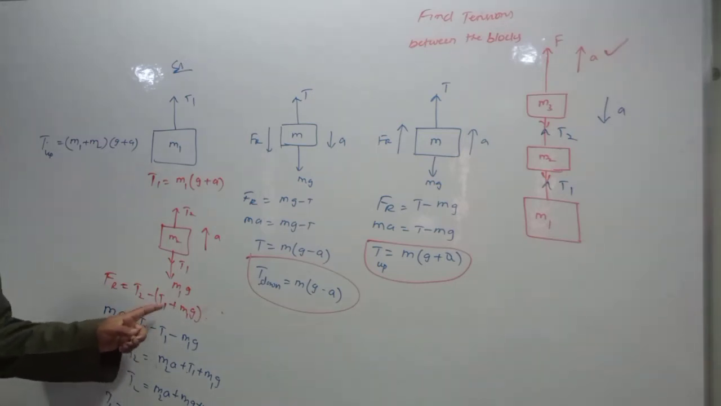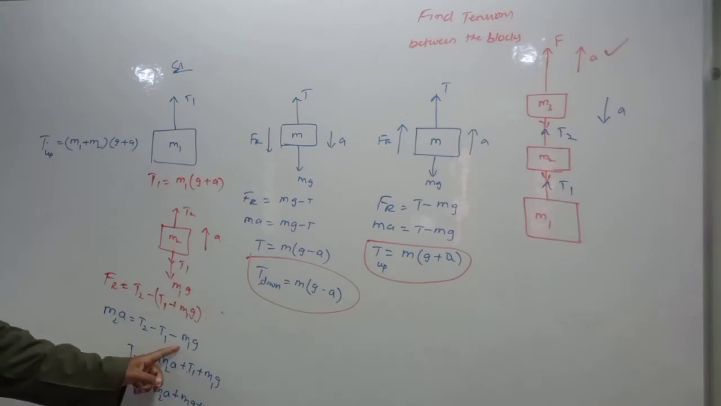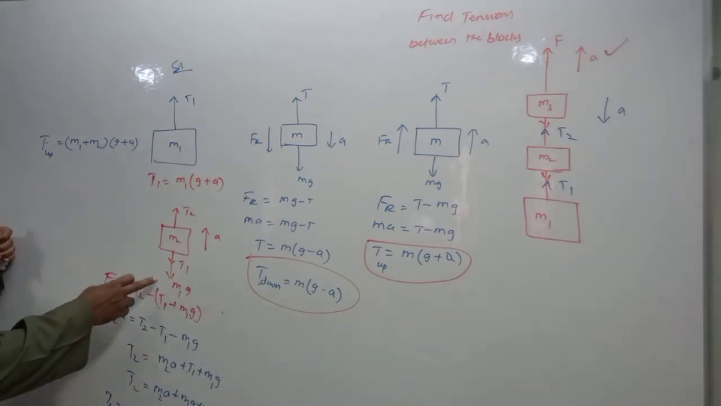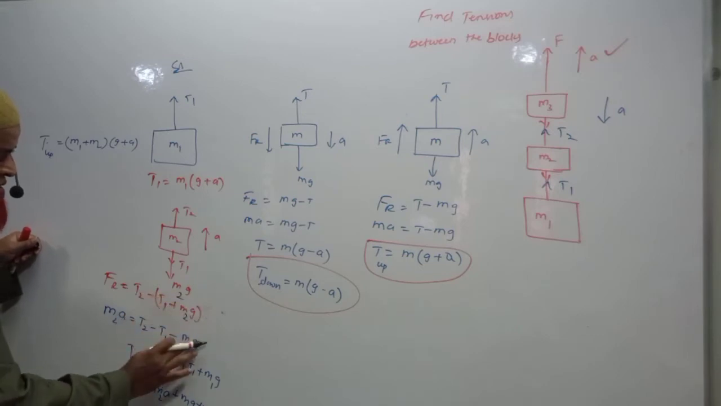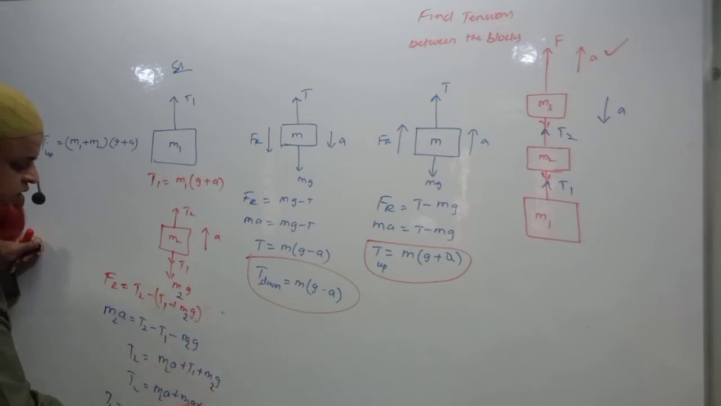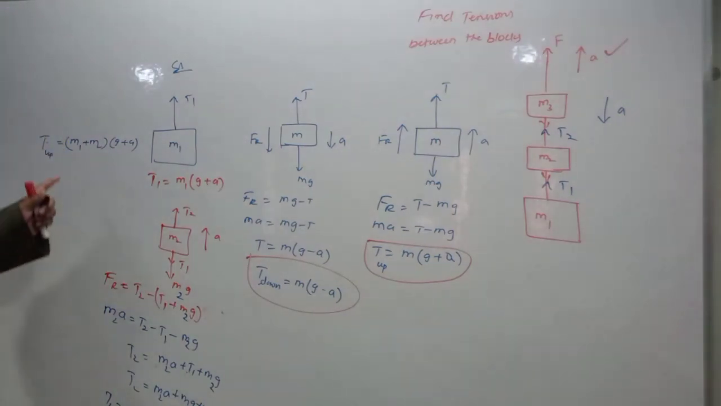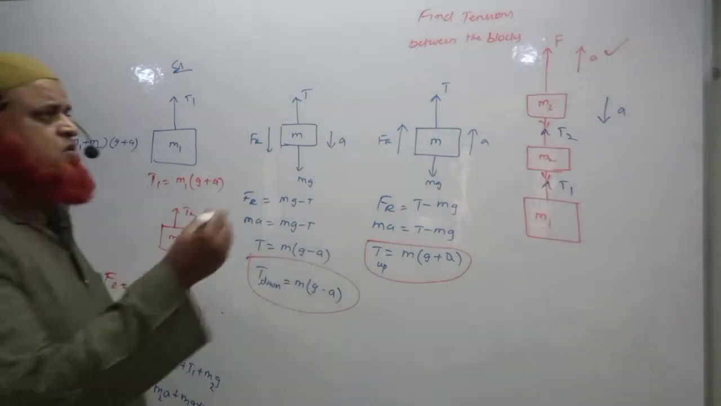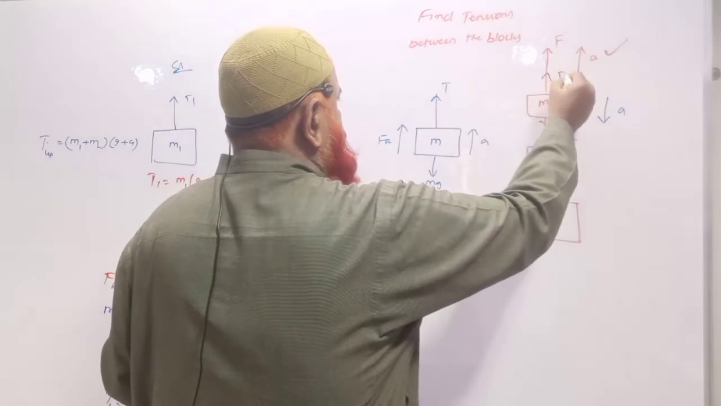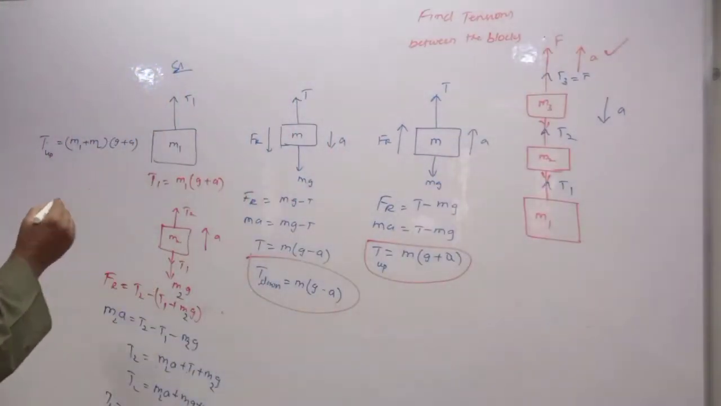Because here tension T1, how much you have to write? M1 into g plus a. This is M2g, no? Okay, this is M2g. So if you simplify, you will get the same thing. If you want, you can just see. Is it? The same thing you will get. So why write all these free body diagrams? If you apply this concept, it's very easy. If you want, you can find out this tension also here. Tension T3, which is going to be the same force here. You can find out directly, you can write here.